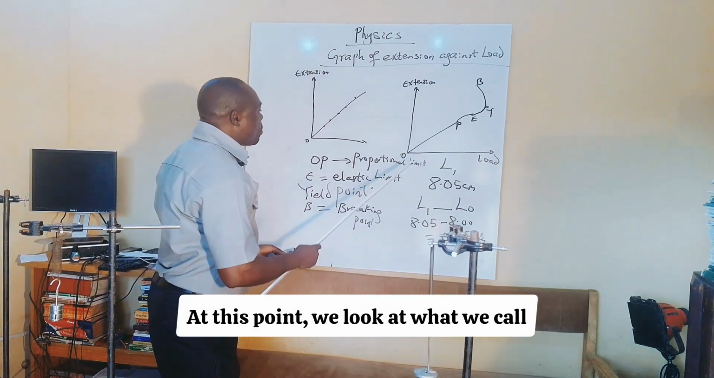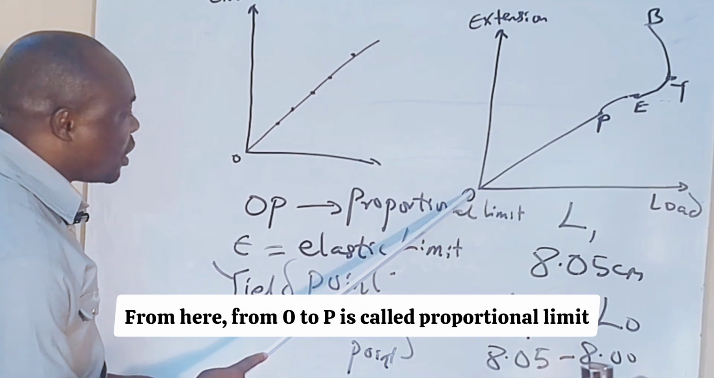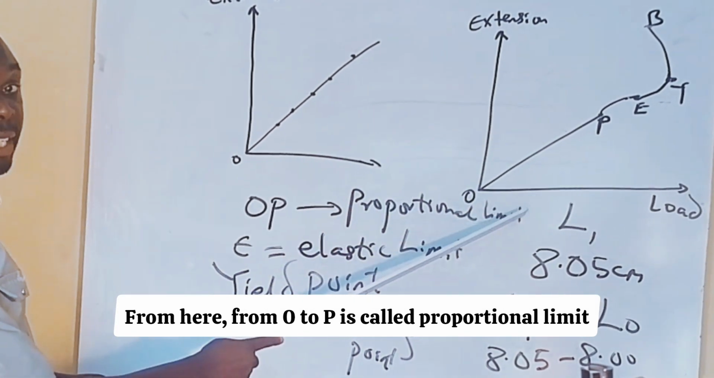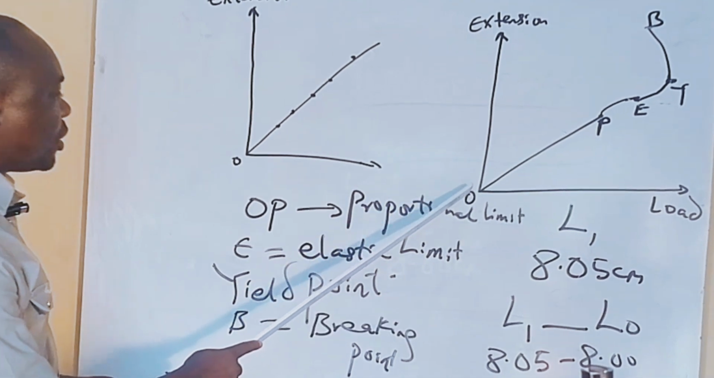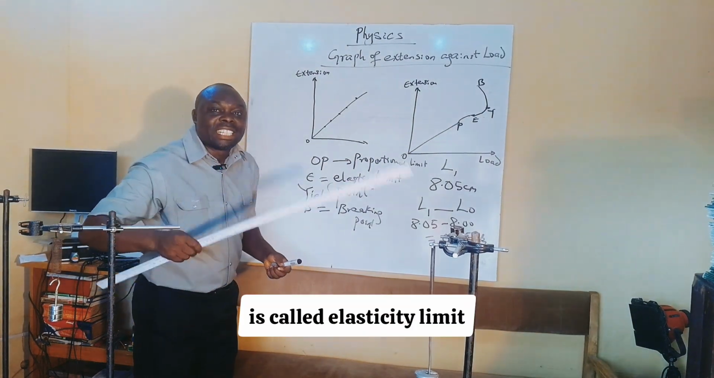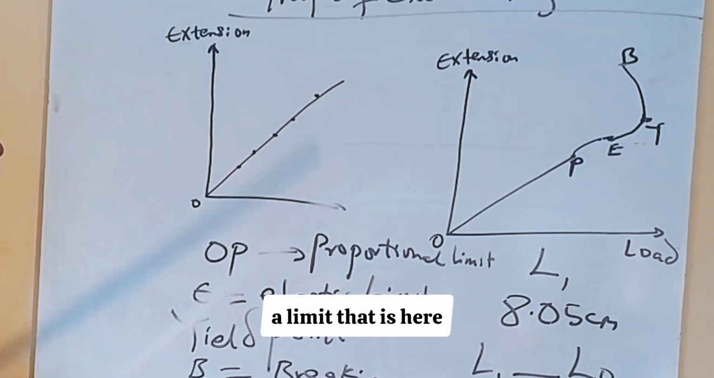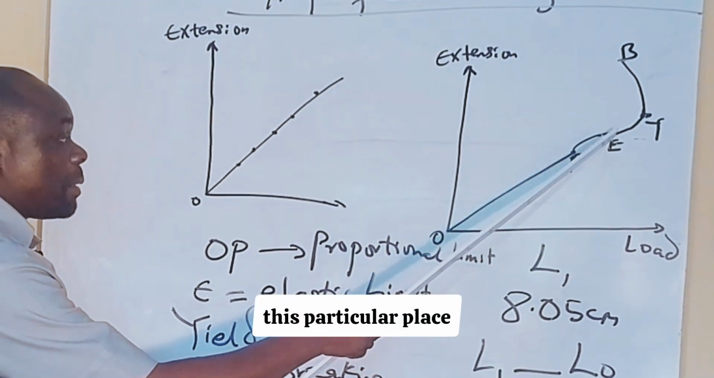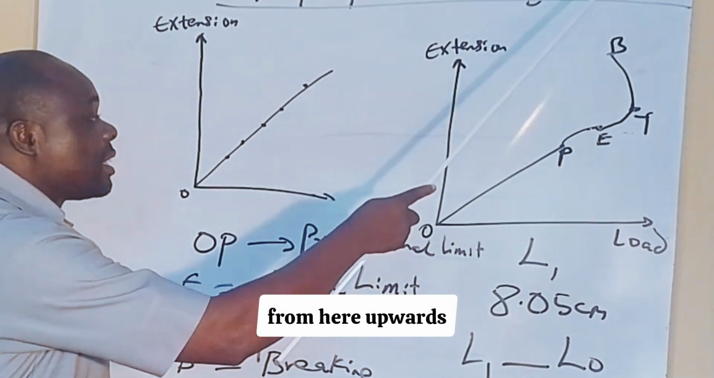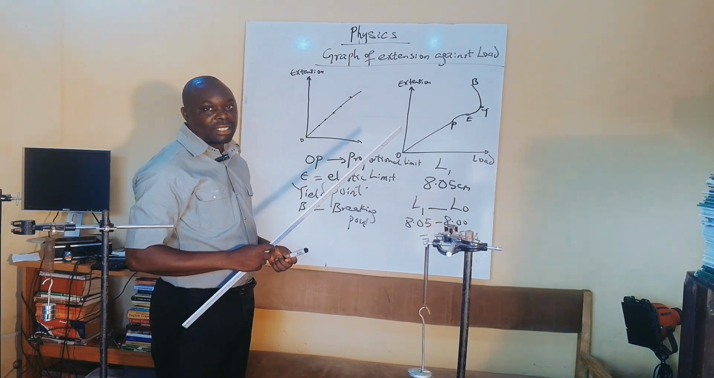At this point, we look at what we call, from 0 to P, the proportional limit. Then from 0 to E is called the elasticity limit. Any force applied from here upwards, the material will not return to its original size.